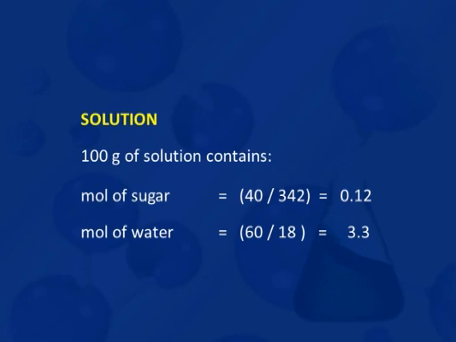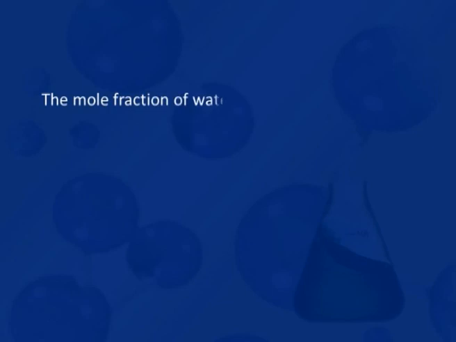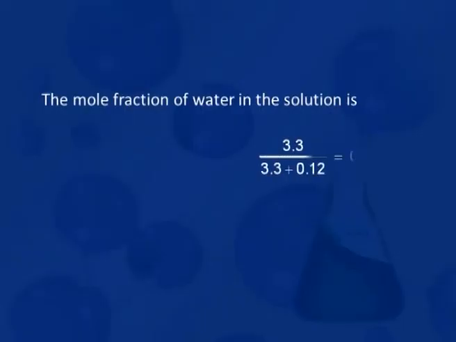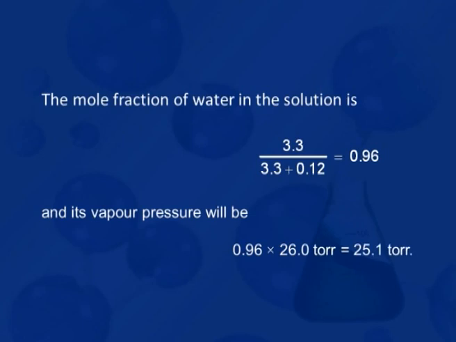Now, the mole fraction of water will be equal to number of moles of water upon total number of moles, which is equal to 3.3 upon (3.3 plus 0.12), which is again equal to 0.96. Hence, the vapor pressure will be mole fraction of water into the vapor pressure of pure water at this temperature, which is equal to 0.96 into 26 torr, which comes out to be 25.1 torr.